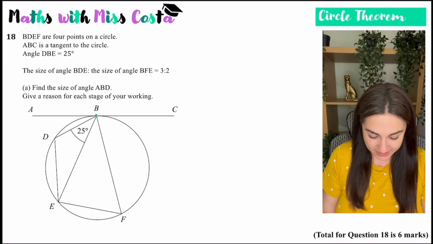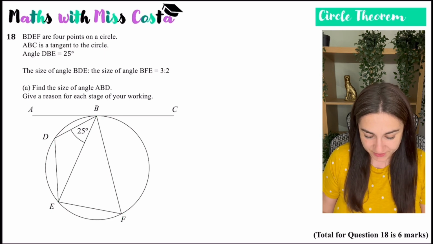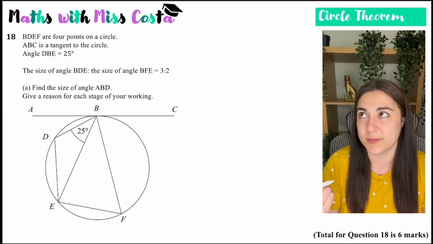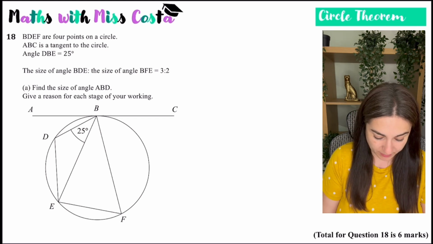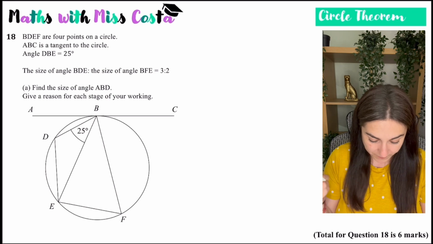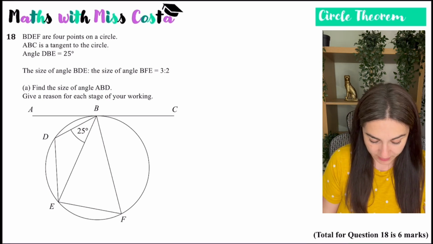Nice circle theorem. I'm told that B, D, E and F are 4 points on a circle, and ABC is a tangent to the circle. So automatically I should be thinking tangent and a radius, which doesn't apply here because there is no radius, or tangent and a chord. What do I know about a tangent and a chord?